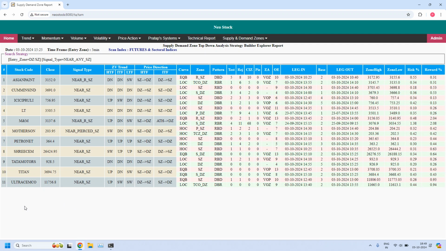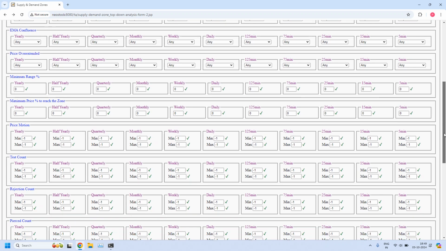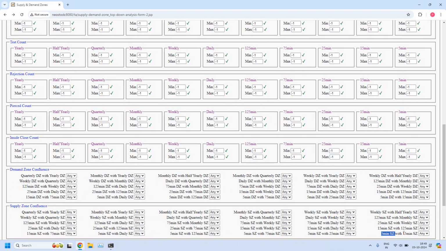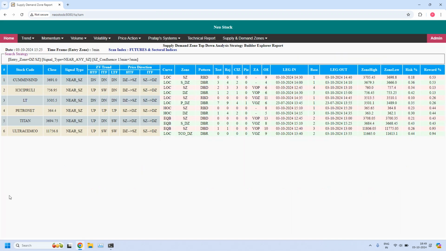Let's verify how many of these supply zones are part of the 15-minute supply zone. That means 5-minute supply zone and 15-minute supply zone confluence. So in the supply zone confluence, I'm enabling the filter 5-minute supply zone with 15-minute supply zone. These 6 stocks are filtered. They have zone confluence. But remember, they are not bullish or bearish trade setups. They are normal zones. Maybe some may support bullish, or some bearish, or some sideways setup. You are yet to learn that concept.